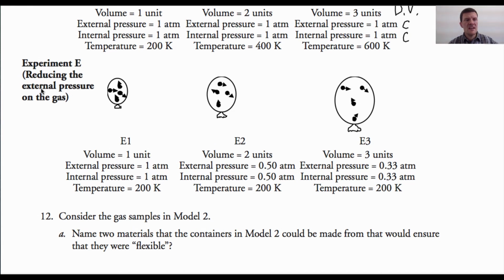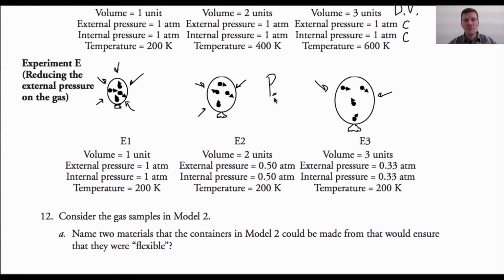This time, reducing the external pressure of the gas. So what that means is you're going to take this balloon, tie it off here, and go somewhere where the external pressure is less, like going higher and higher in the atmosphere. Maybe you go from the bottom of a mountain where the external pressure is a certain amount, like at sea level, 1 atmosphere, and then as you go to the top of a mountain, the air is thinner, and so the air pressure is less as you move further up in our atmosphere. So this is reducing the external pressure.